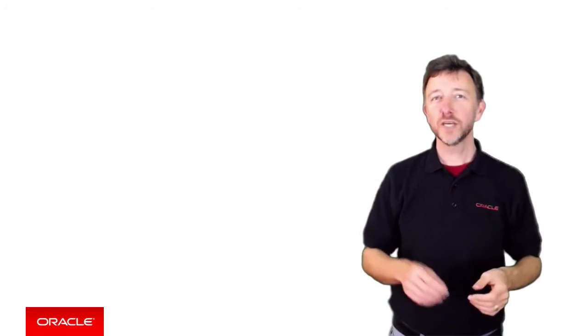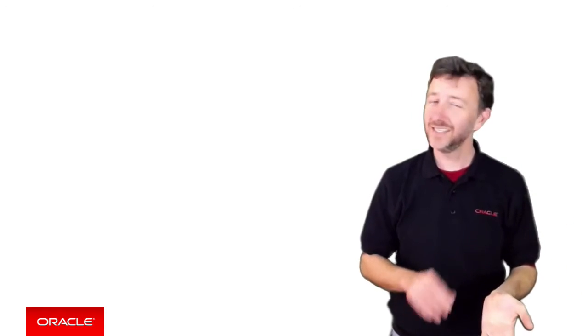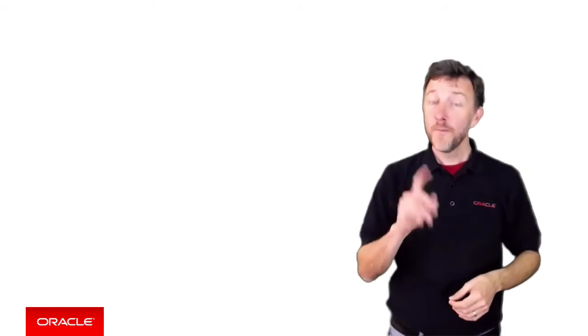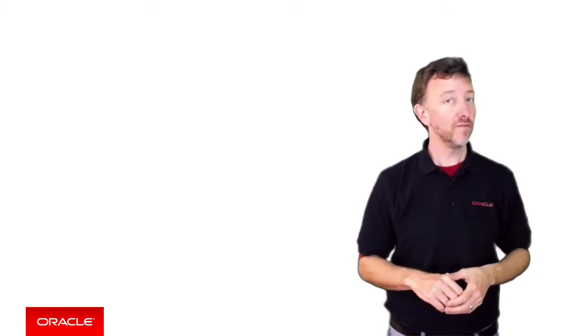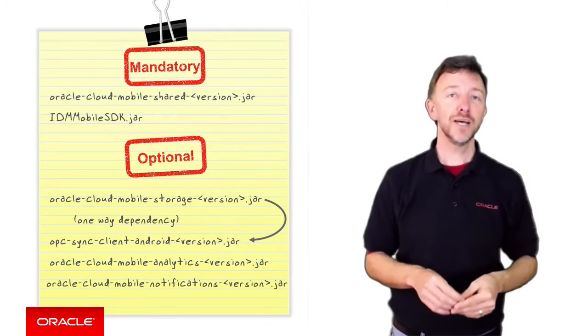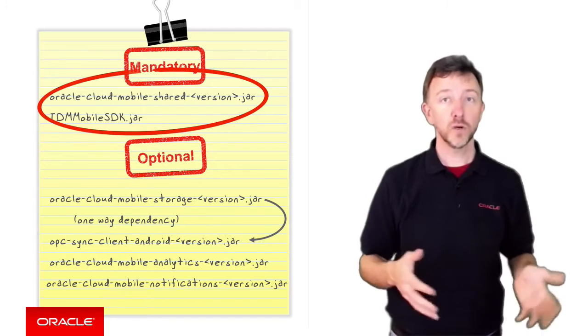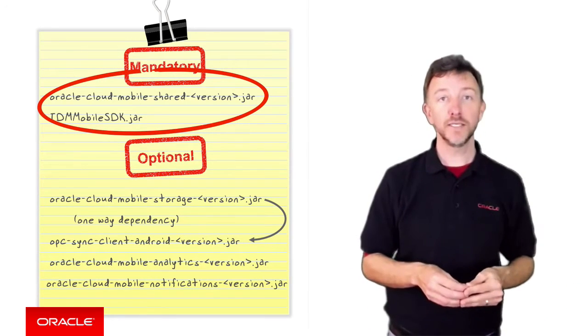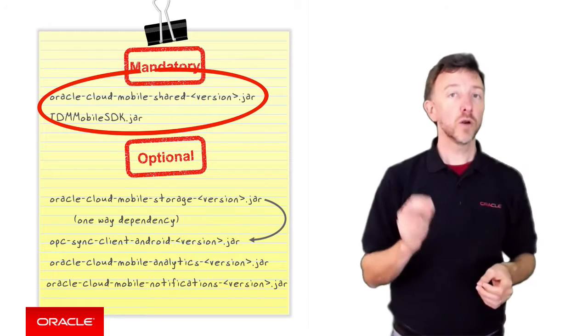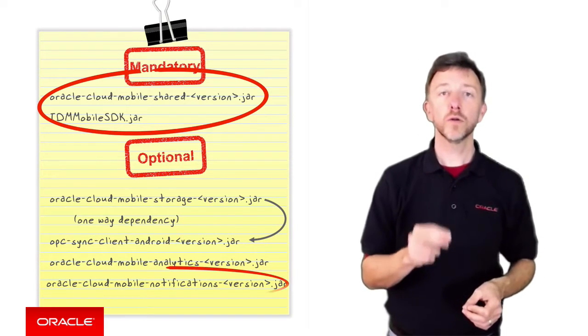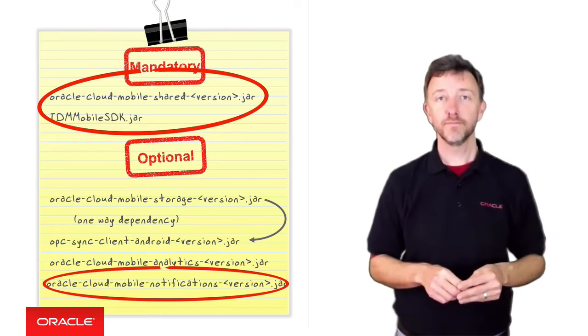In a previous episode, we covered how to configure an Android app with the MCS Mobile Client SDK, so I'm not going to cover that again here. But it is worth noting, however, for push notifications, that besides needing the default MCS jars of Oracle Mobile Cloud, Mobile Shared, and the IDM Mobile SDK jar, you will in turn require the specific jar Oracle Cloud Mobile Notifications.